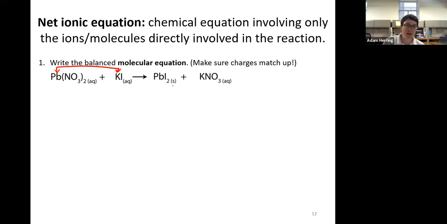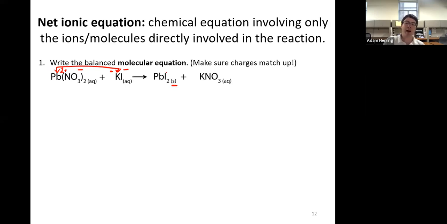Notice here I've indicated lead iodide as a solid. Looking at the solubility rules, you should recognize that lead iodide would be insoluble and therefore a solid, but potassium nitrate would be aqueous. Now we need to make sure our charges are matched up. Nitrate has a charge of -1, and there are two of them, which means our lead must have a +2 charge. Iodide has a -1, potassium has a +1 charge.